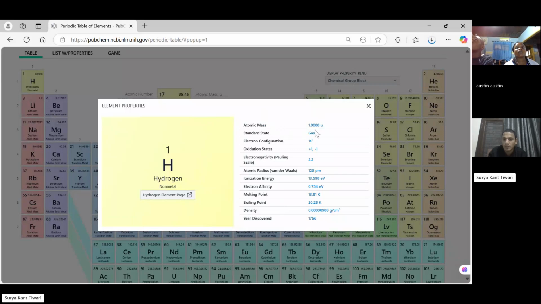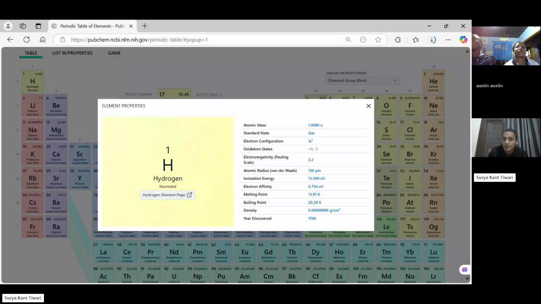What are the things you see? Can you read atomic mass? Yes, sir. One point zero zero eight. And its standard state is gas. This is the electronic configuration, 1s. Oxidation state.